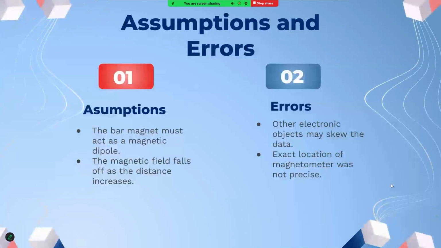So, some assumptions and errors. For the assumptions, the bar magnet must act as a magnetic dipole, and the magnetic field falls off as the distance increases. This is stuff that we have to assume is correct when going into this experiment. Due to this, there are a bunch of errors. The two biggest ones are that other electronic devices may skew the data, like another device or my computer that I was reading from could have interfered with the magnet while I was doing it. And also the exact location of the magnetometer was not precise, because I used the one on my phone, so it just wasn't completely accurate.